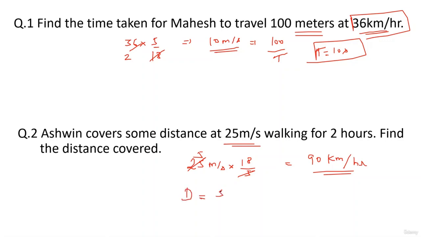Okay, the distance is nothing but the speed into the time. Speed we found as 90. Time is 2 hours. 90 into 2 is 180 kilometers.